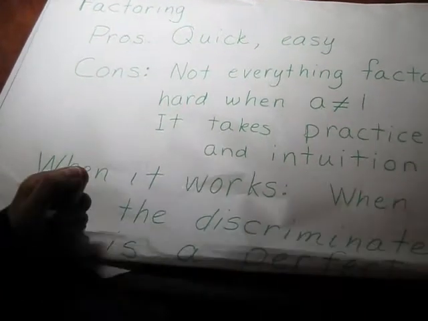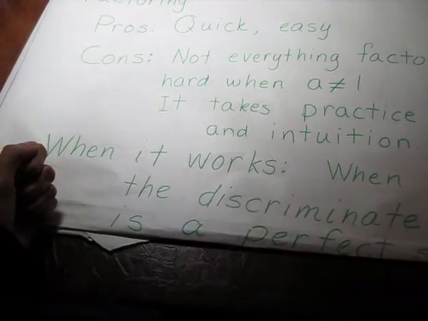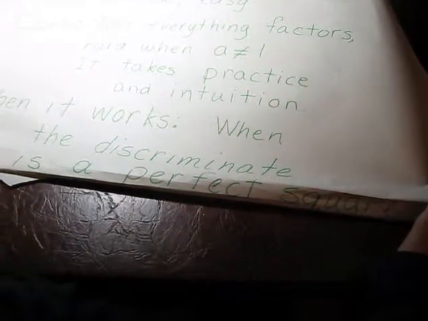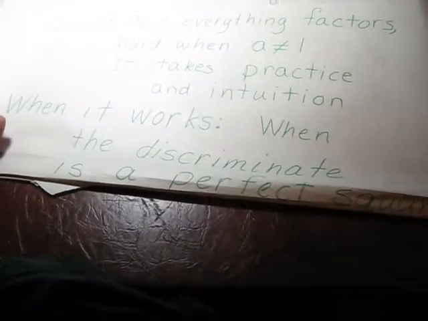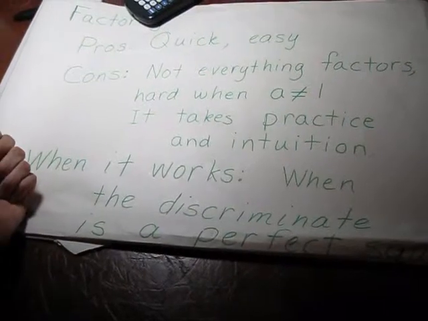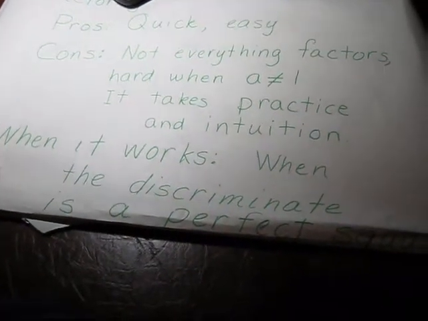When can we use it? This is actually when the discriminant is a perfect square. If it's not a perfect square, when you did the quadratic formula, you'd end up with something like square root of 2 or square root of 10 or something like that. So that would not factor nicely.